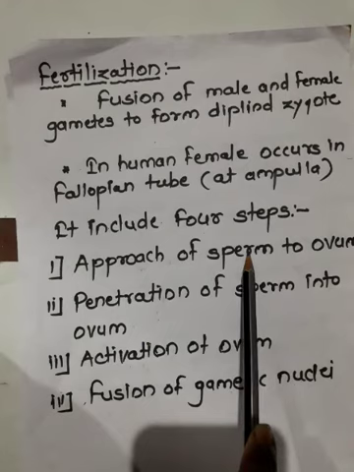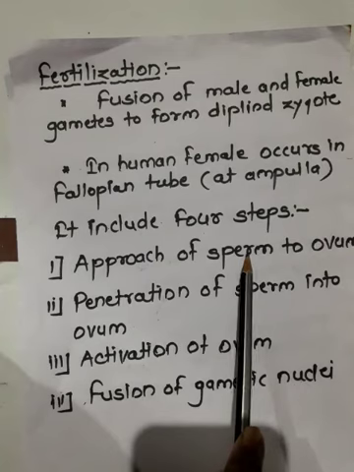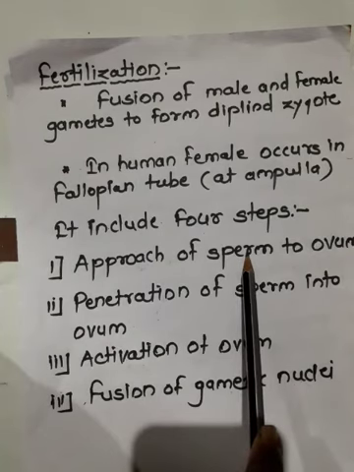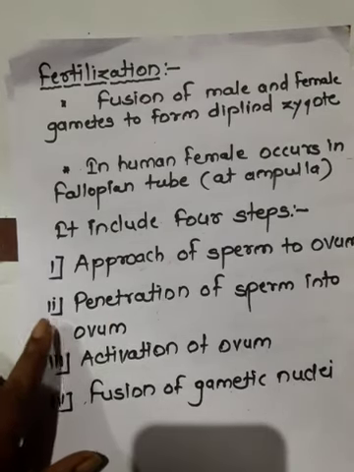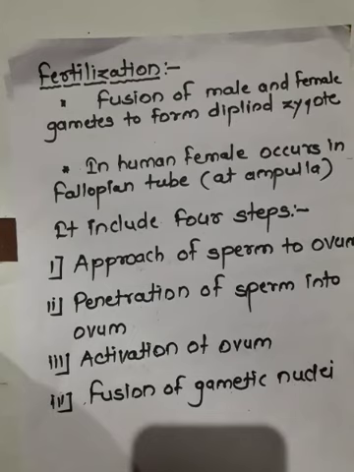Sperms move with the help of lashing movement. Fertilization occurs in the fallopian tube, and during fertilization, the ovum is at the secondary oocyte stage. Now, the second stage is very important, that is the penetration of sperm into ovum.